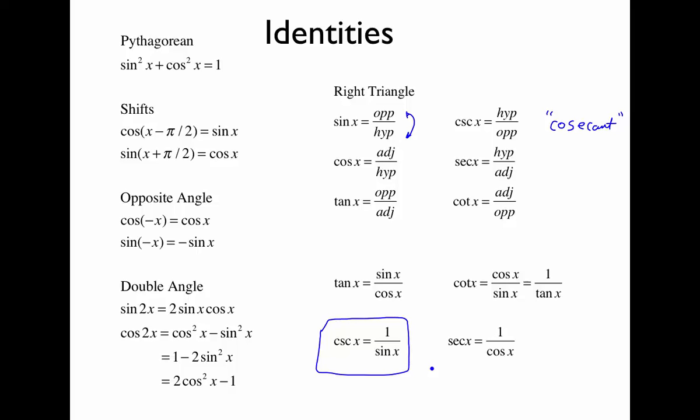Okay? Cosine. So we can take cosine, we can flip it over and do hypotenuse over adjacent, and that's called the secant function. So since it's just cosine flipped over, secant is 1 over cosine. There's another identity.